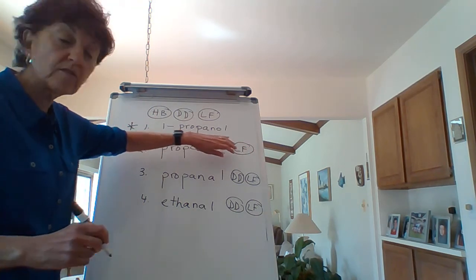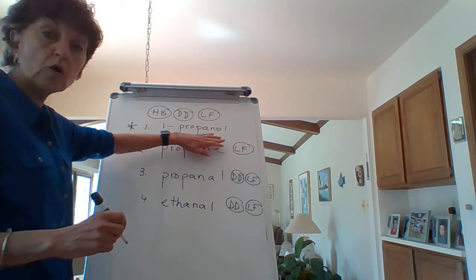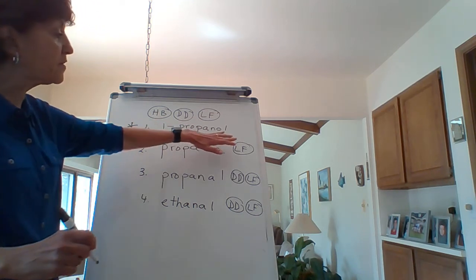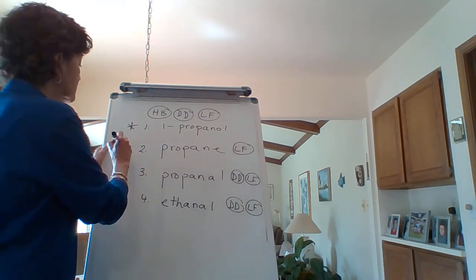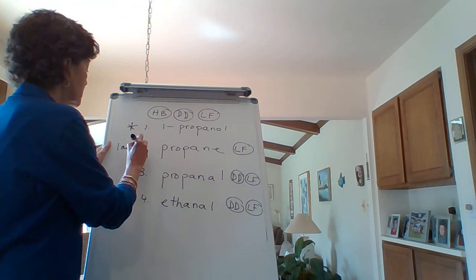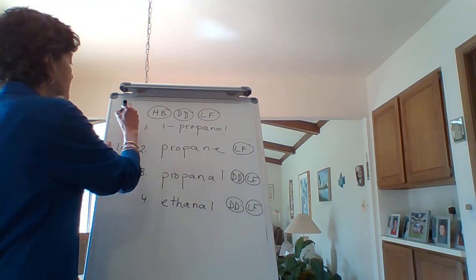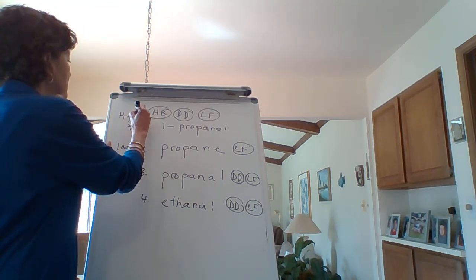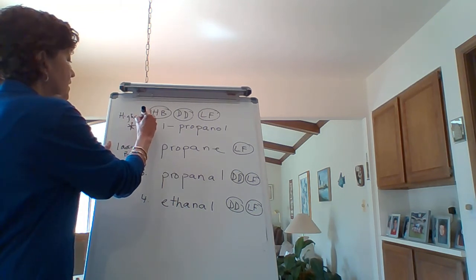And hopefully you can see, obviously, that this is going to have the lowest boiling point because it's got the least intermolecular forces. So this is the lowest boiling point, and this is the highest boiling point. Okay, what about these two guys?